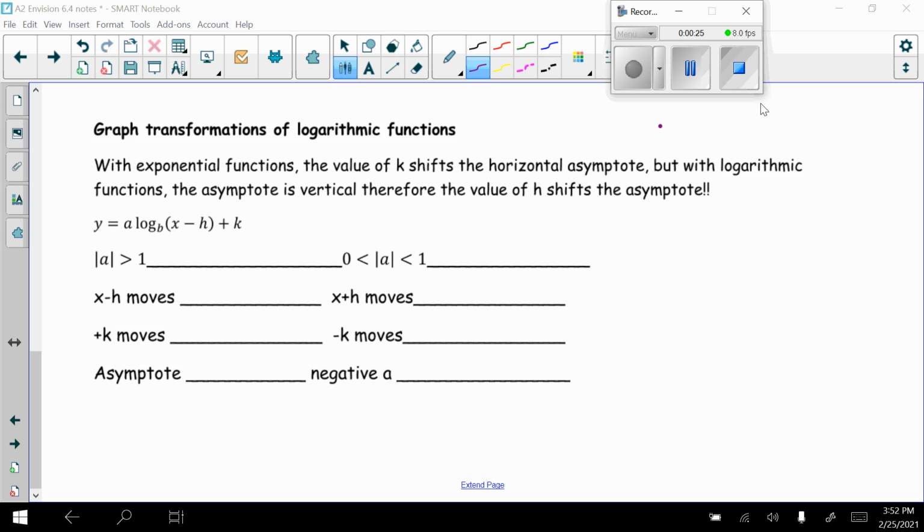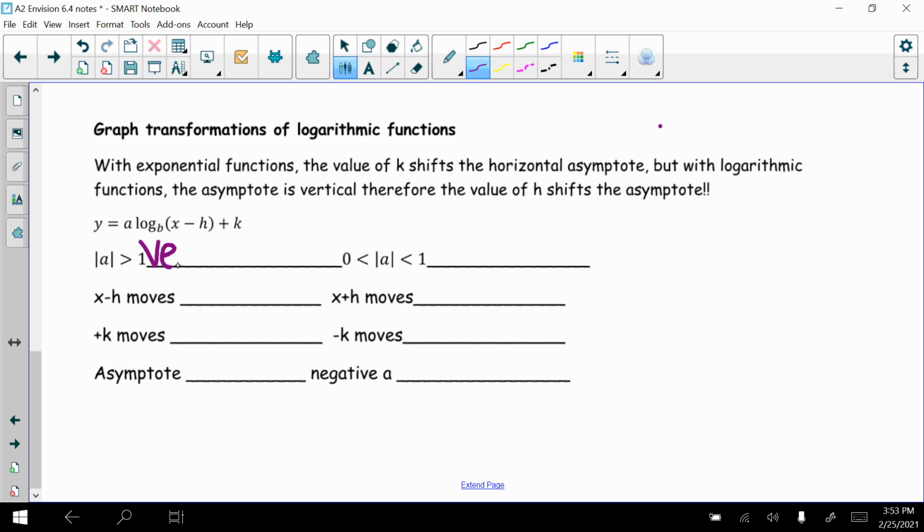Y equals a times log base b of x minus h, all of that plus k. That's what our basic transformations are going to look like. Remember, if the absolute value of a is greater than 1, this is going to be a vertical stretch. If the absolute value of a is between 0 and 1, this is going to be a vertical compression.